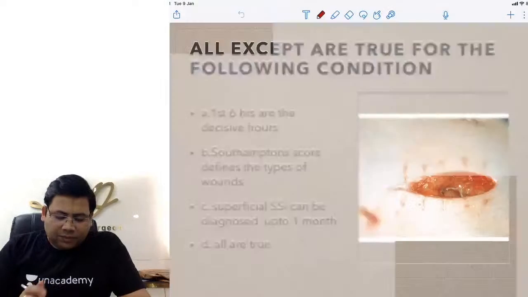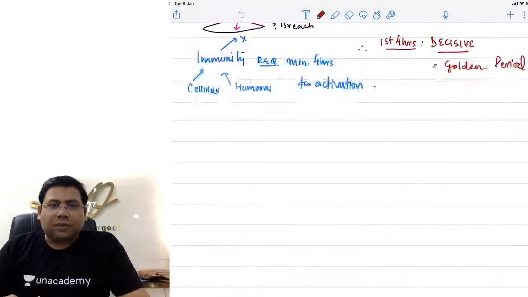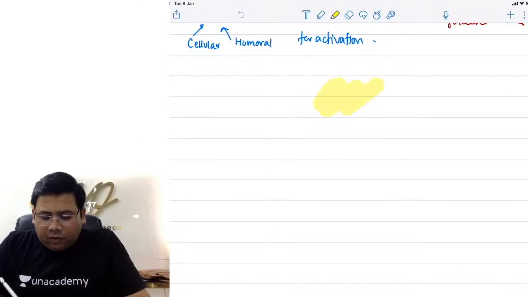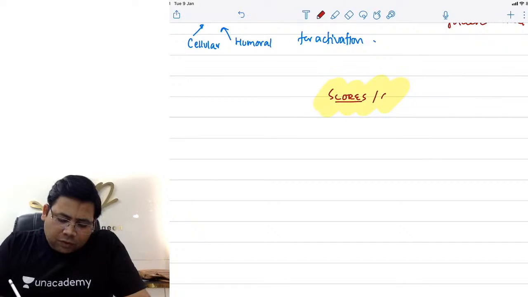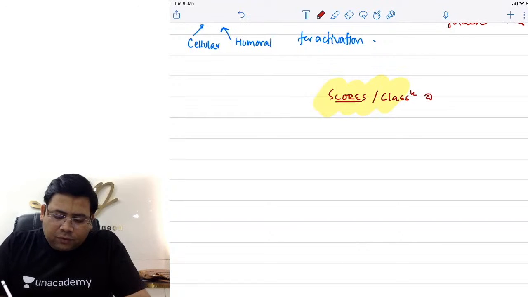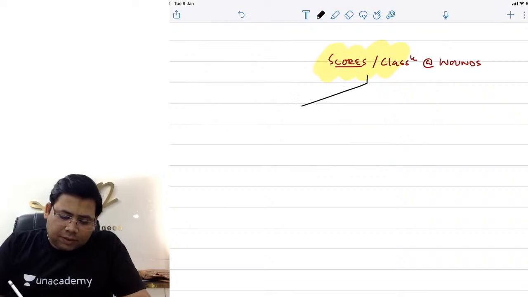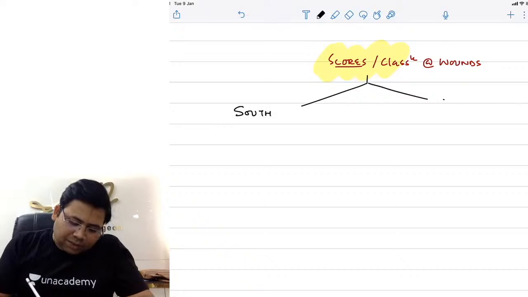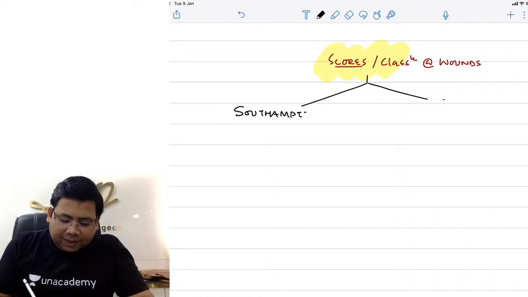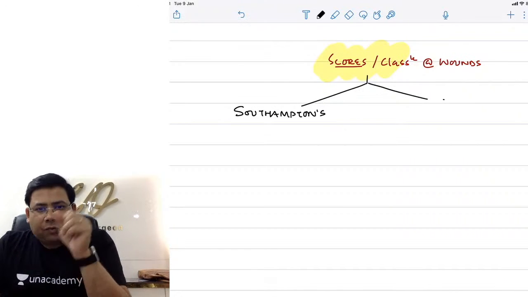So the first point that we see here is wrong. Let us see the second point, Southampton score. When we talk about the scores or the classifications for the wounds, what are they? Let us see. When we talk about this, the first that we have is Southampton's. Southampton's has been asked at least 5 to 6 times in your exams. Every time the name is asked, none of the time we have seen a question on the grading.